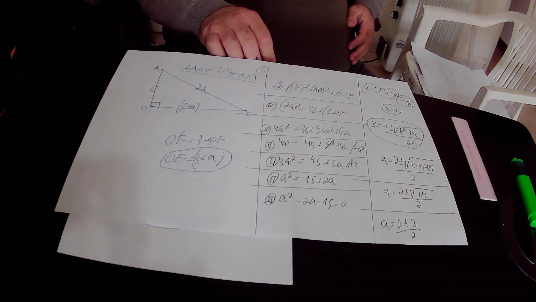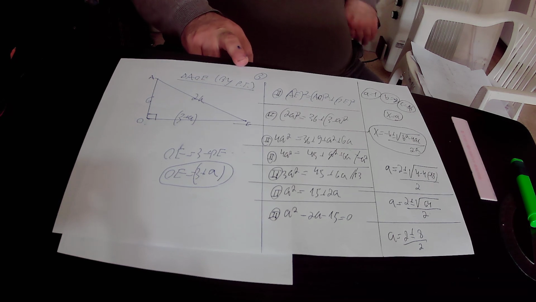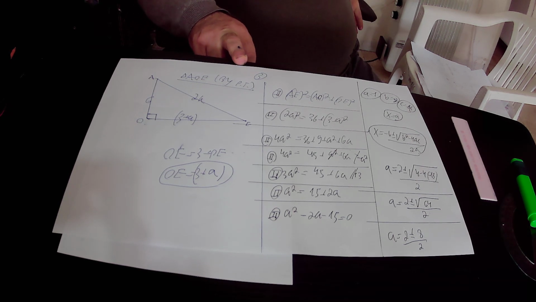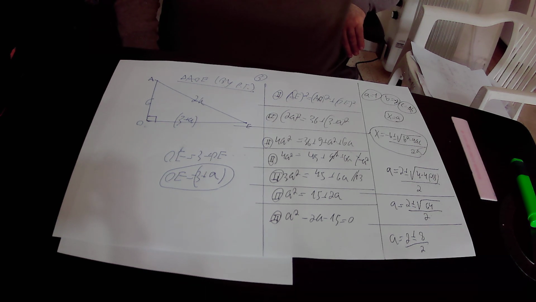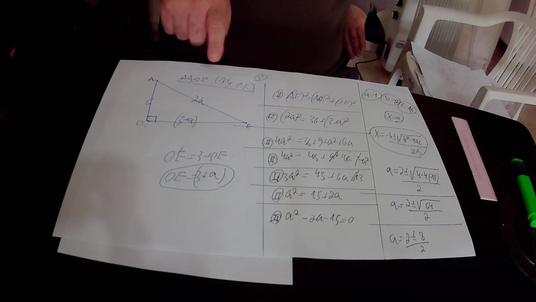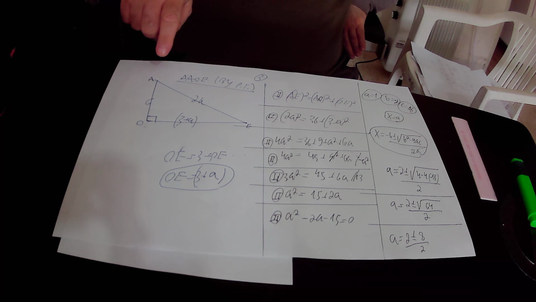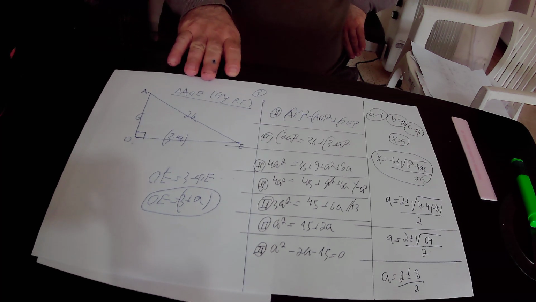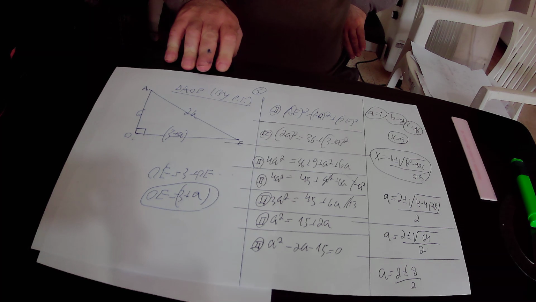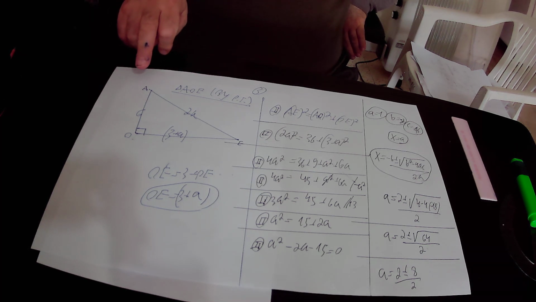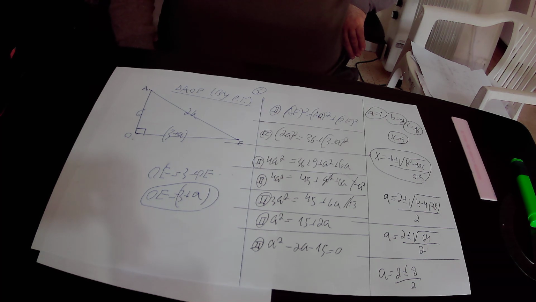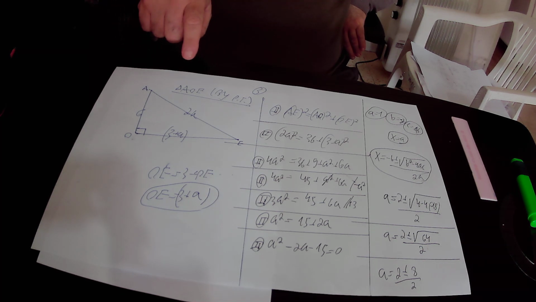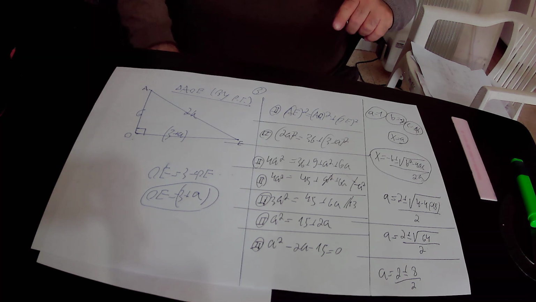So we implemented the Pythagoras theorem. PT is the abbreviation for Pythagoras theorem in the right triangle AOE. According to the Pythagoras theorem, the square of the hypotenuse equals the sum of the squares of the perpendiculars. That is to say, AE squared equals AO squared plus OE squared. AE equals 2a, so AE squared is (2a) squared. AO equals 6, so AO squared is 6 squared, that is 36, plus OE squared. OE is 3 plus a, so OE squared is (3 plus a) squared.